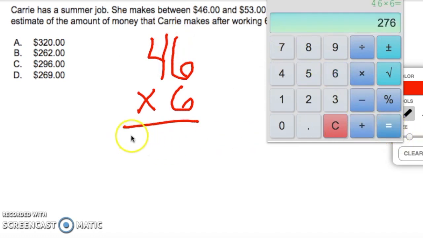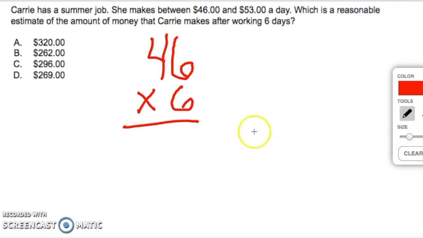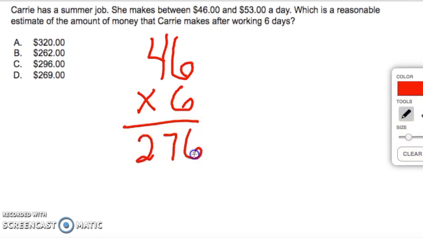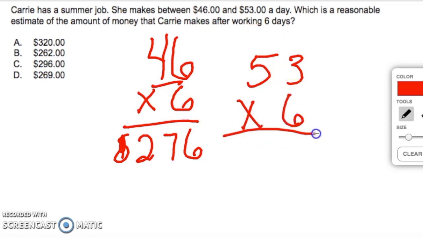What does that get me here? I'm going to write it in. 276 is a reasonable estimate for the bottom number. Now what's the top number? $53 a day times her 6. All right. I'm not going to use a calculator on this one.